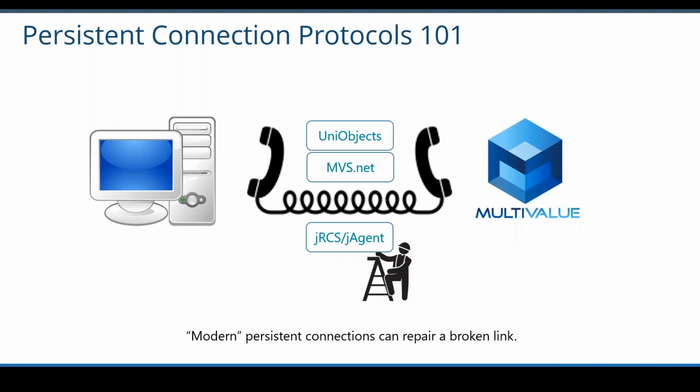So imagine that a persistent connection protocol, which is what we're here to talk about, is like a phone line. You have to dial up, you connect, and then you have a persistent connection, like a phone call. It's not like the old AOL days by any means. It's much, much faster and simpler than that, but the concept is still the same. And all three of these systems, UniObjects, MVS.NET, and JRCS and JAgent all do this. But JRCS and JAgent and others have a way to have a helper to help make these things stay persistent. So the connections aren't dropped like a phone call where you actually have to redial so much as they can reconnect on their own. But yes, it is still a persistent connection.